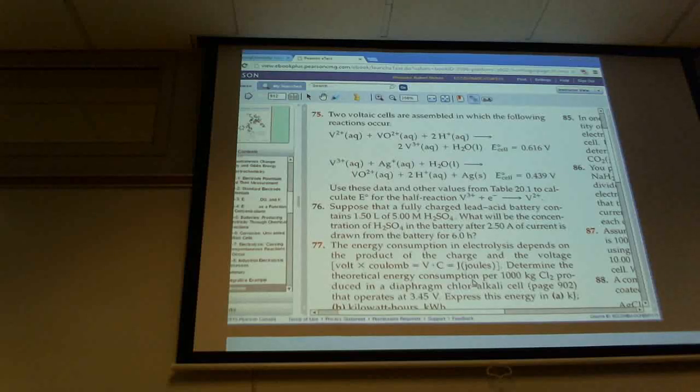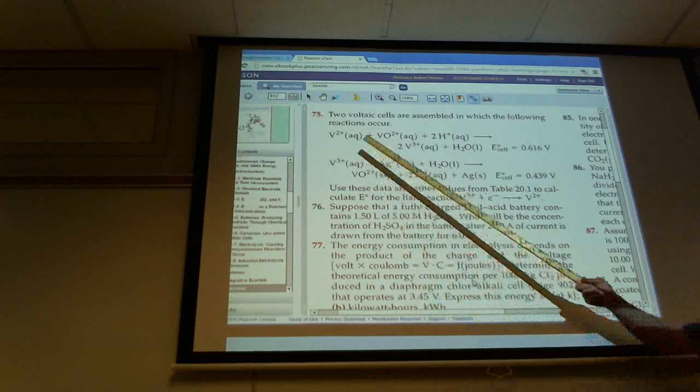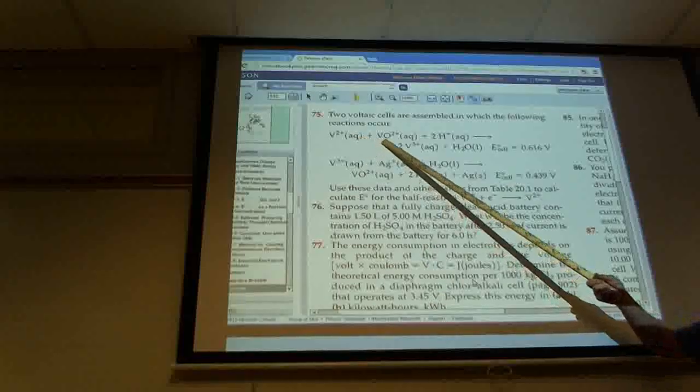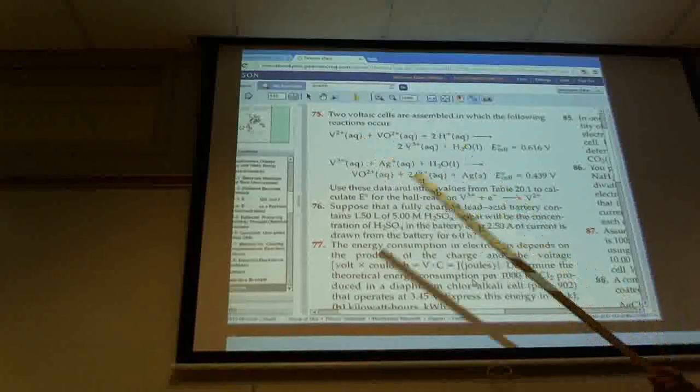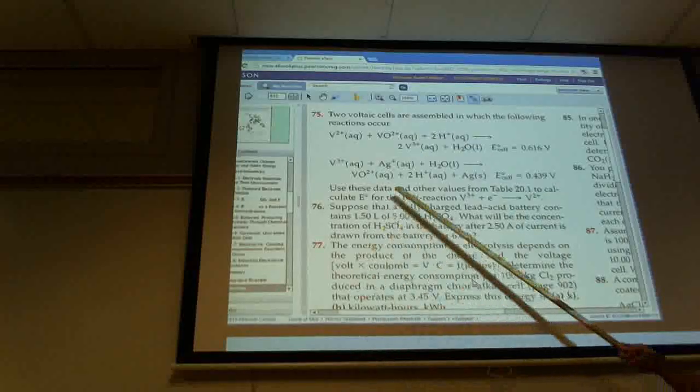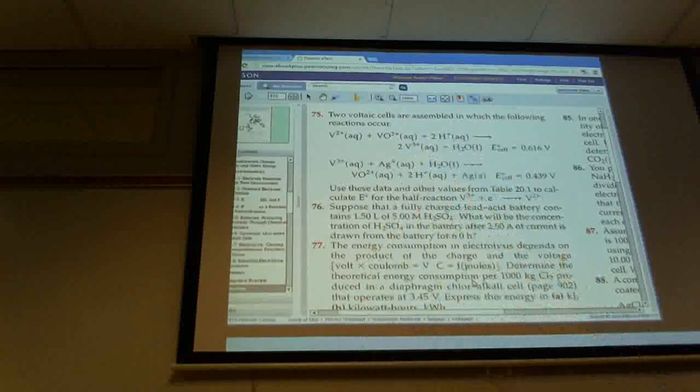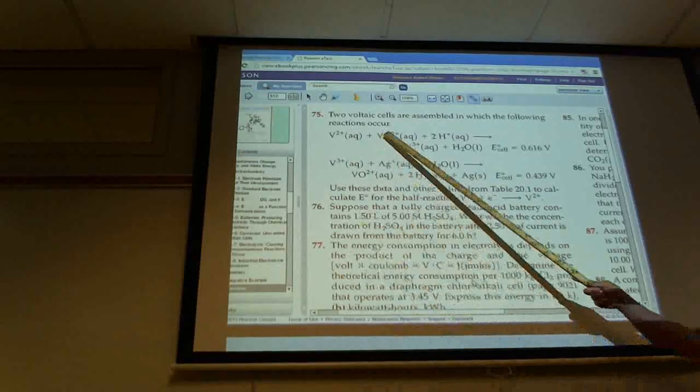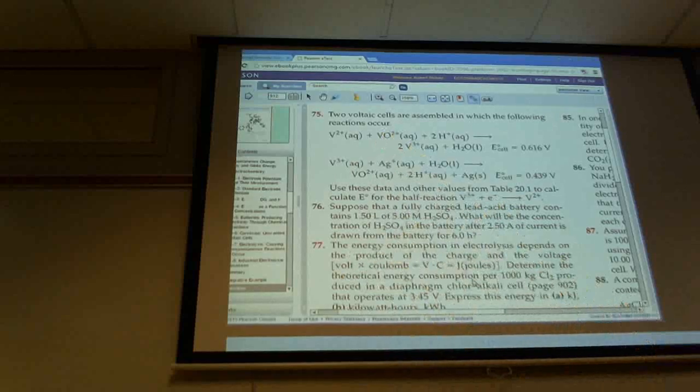This one is still medium difficulty, but at least it's a little bit more complicated. How many moles of electrons are transferred in this reaction? Did I assign this one as homework? No. So we've got to figure out how many moles of electrons are transferred.